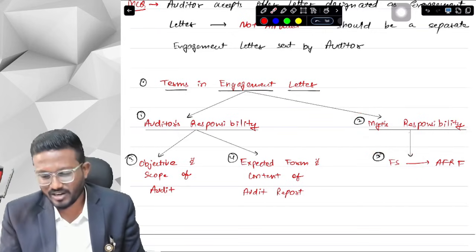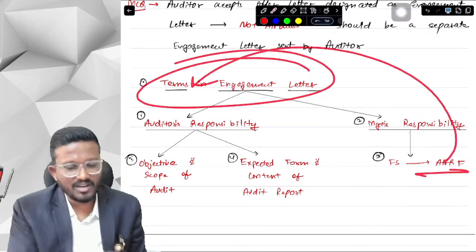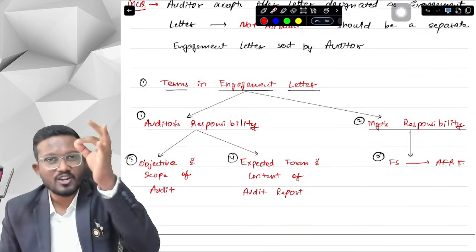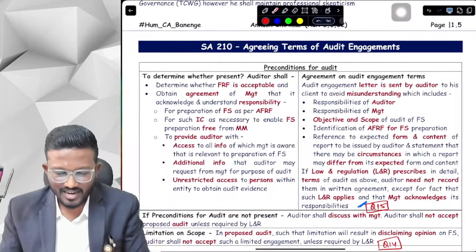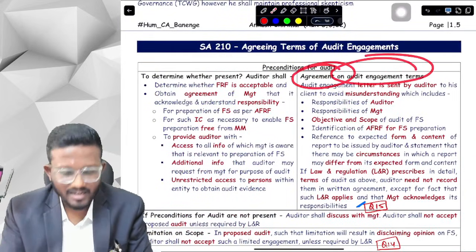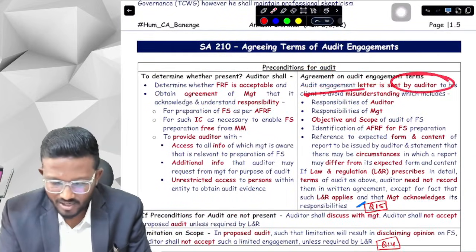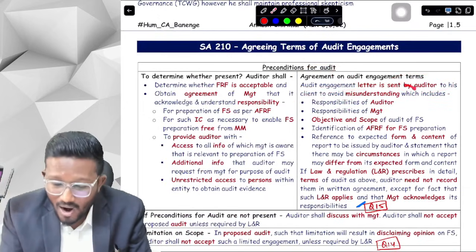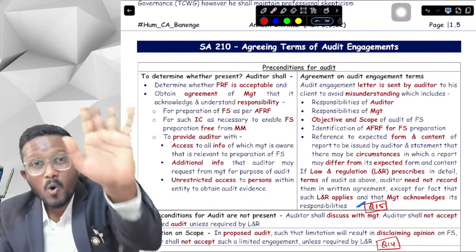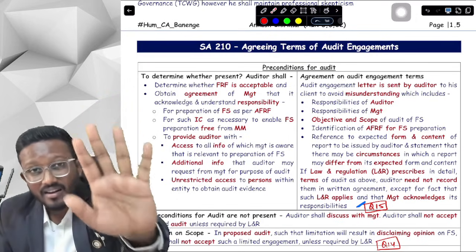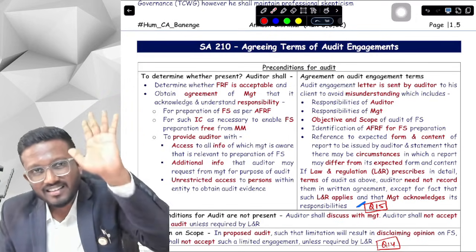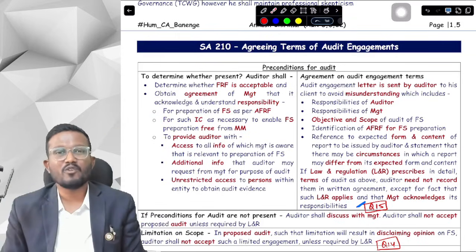So identification of AFRF will be done in your terms of engagement letter. These 5 terms will be there in your engagement letter. So let's understand here. Agreement on audit engagement letter. This audit engagement letter is sent by the auditor to his client. Why is this sent, sir? To avoid any misunderstanding, so that the client knows what things are covered in the audit and what his own responsibilities are in terms of the audit engagement.